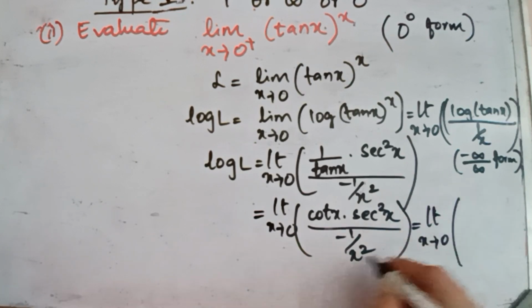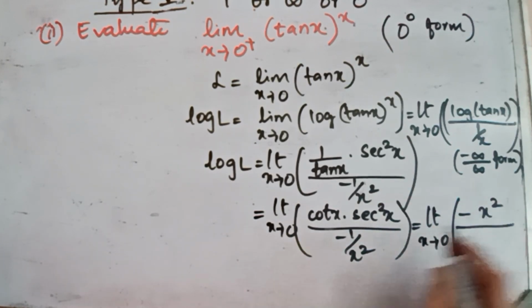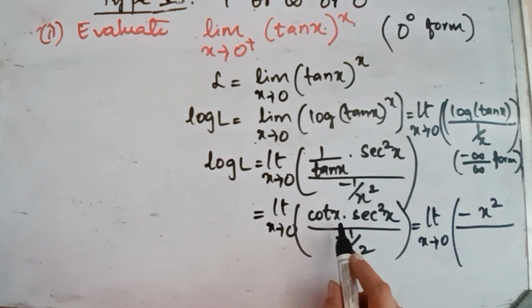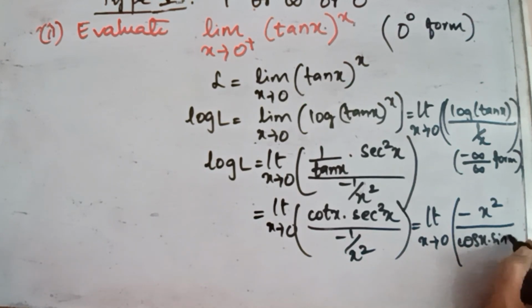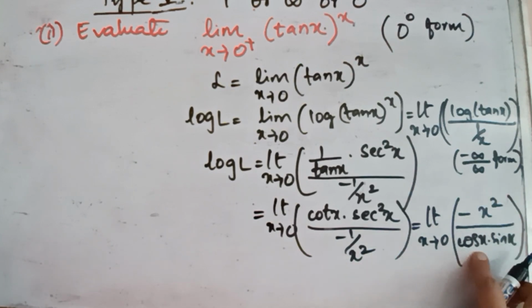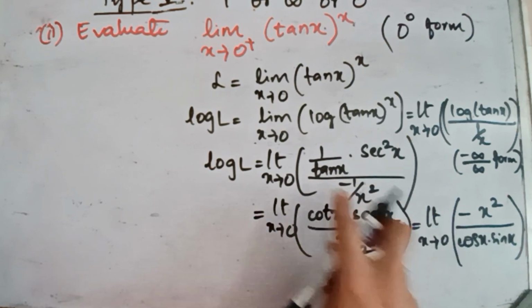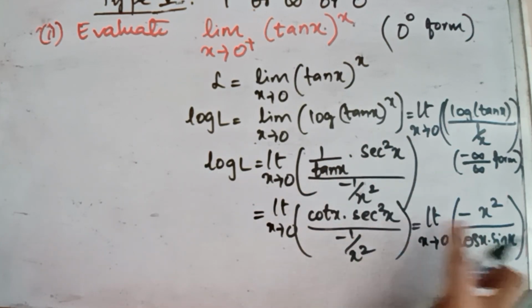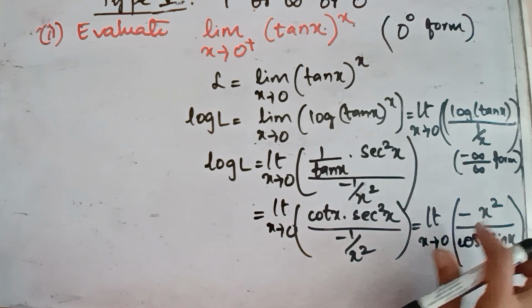So you will get the limit as x tends to 0. I can take this to the numerator, which is minus x square, divided by, so what remains in the denominator? One cos cancels, sin x and cos x remain. So cos x into sin x. Now when you apply the limit, it gives you 0 by 0 form. Just to avoid the infinity by infinity form again, I have made these simplifications. Now I got 0 by 0 form here. Apply L'Hopital's rule again.